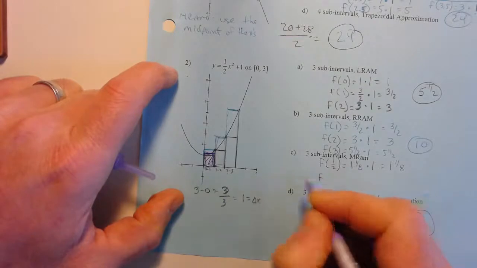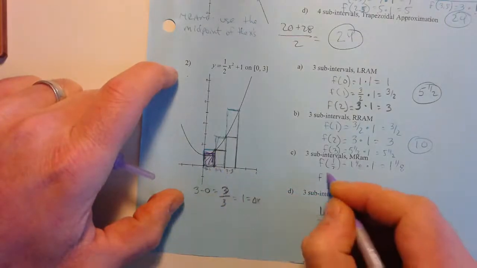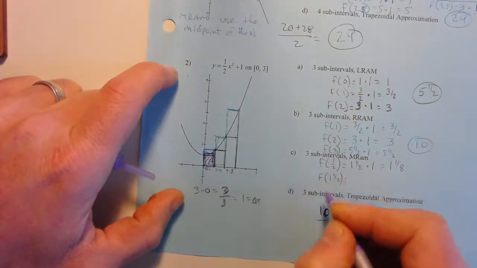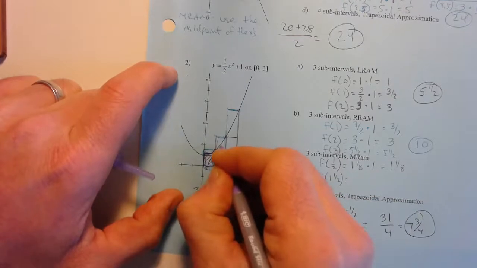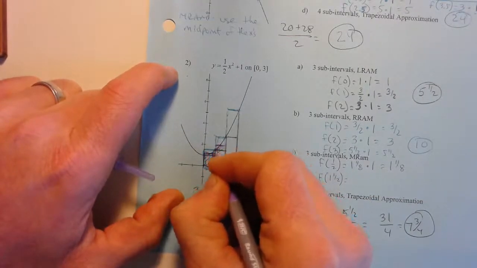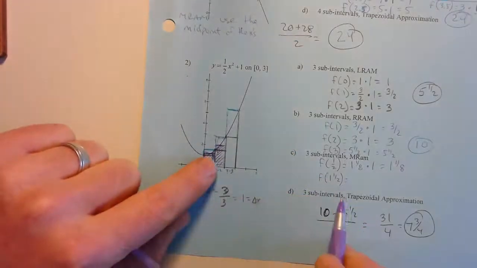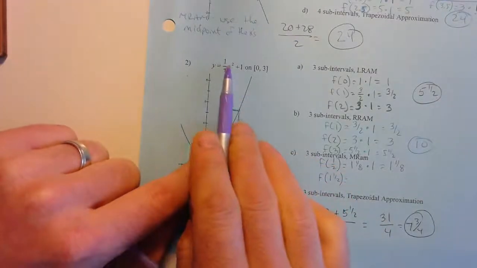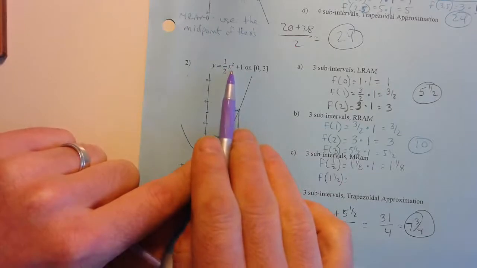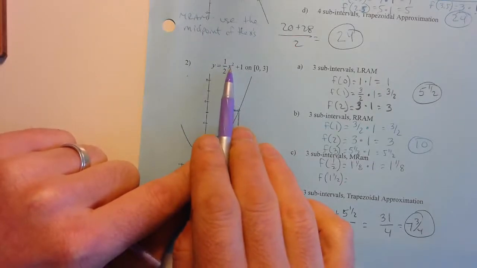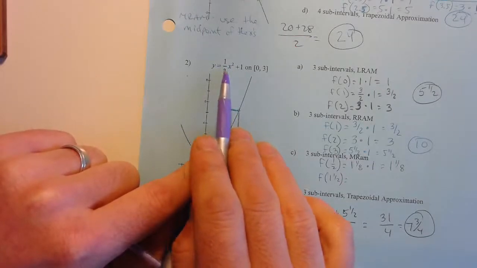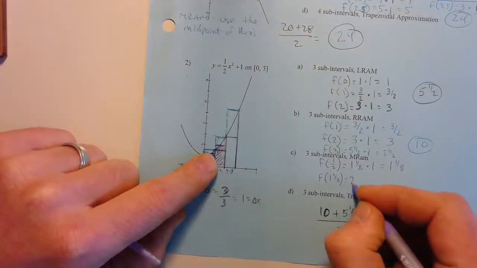Okay. Next subinterval, halfway between 1 and 2, is 1 1/2, or 3/2, however you want to think of it. Okay, there's my rectangle right there in purple. Its height, I can find its height by plugging that in. I'm going to use 3/2 when I plug in. 3/2 squared is 9/4, times 1/2 is 9/8. Add 1, and I get 2 1/8.